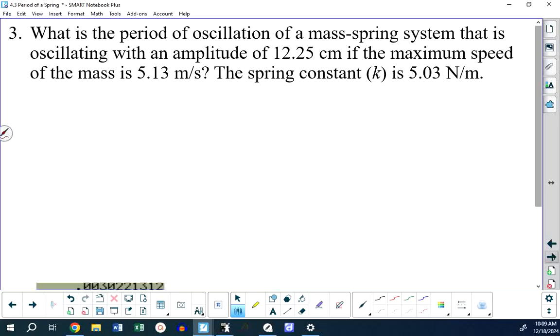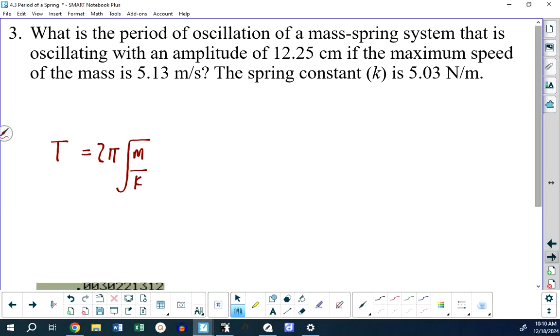What is the period of oscillation of a mass spring system that is oscillating with a particular amplitude and moving with a particular maximum speed? So how do we find the period? Well, we find the period using this. Correct? What is preventing us from finding the period using that formula? We don't know the mass.